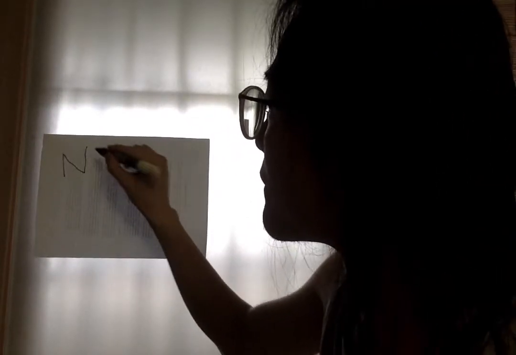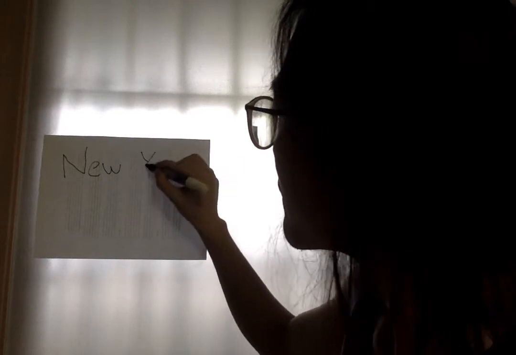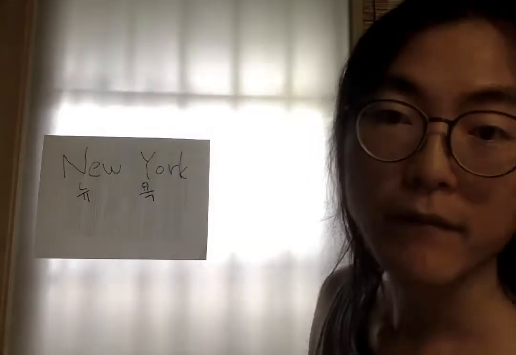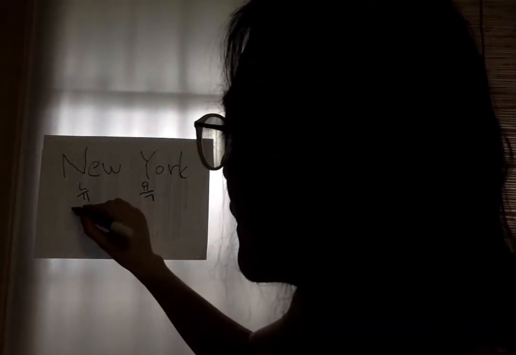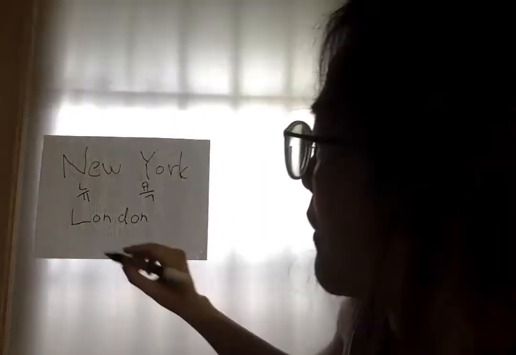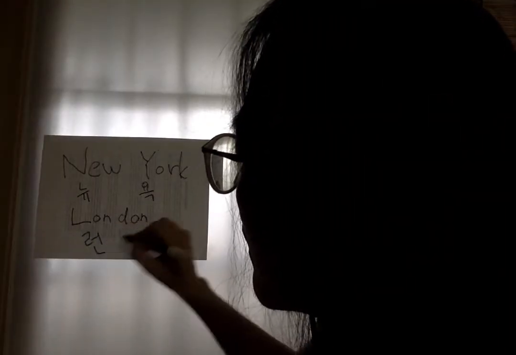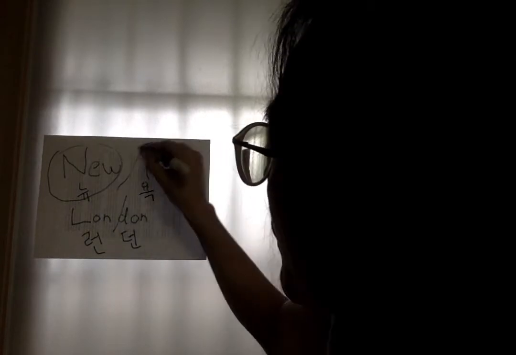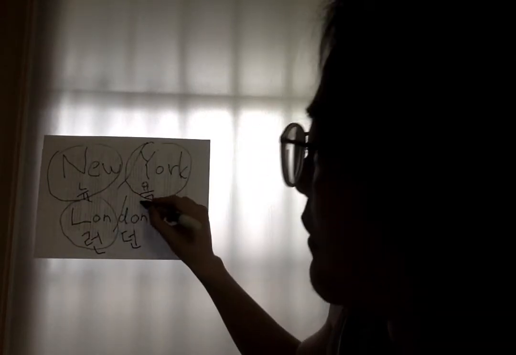Hangul characters are divided by syllables. Let's say this English word, New York. And London. New York. London. Can you see?